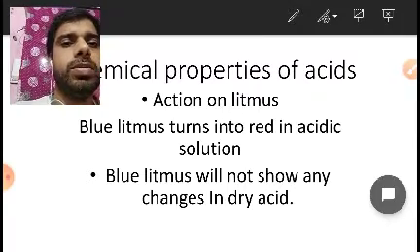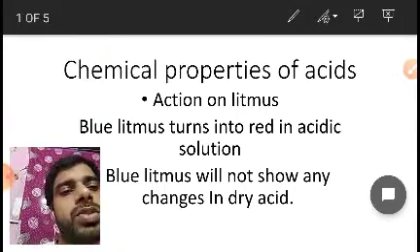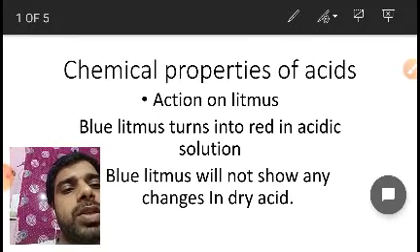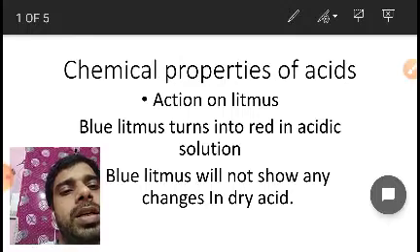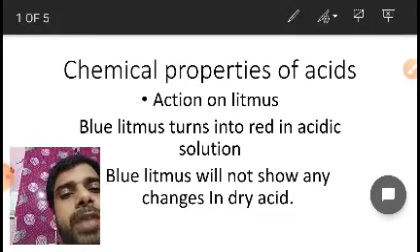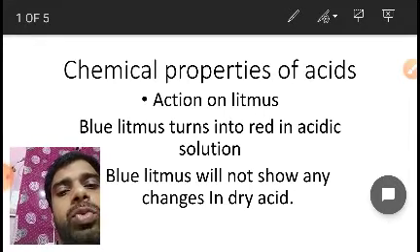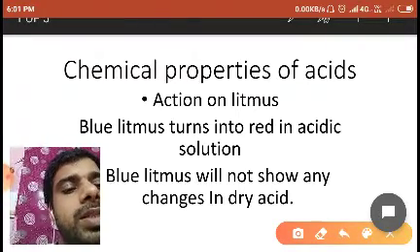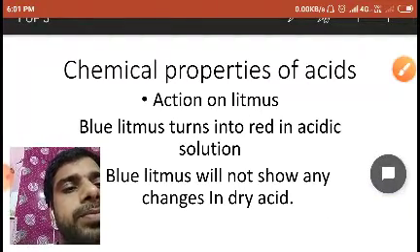So in this video, we will talk about the chemical properties of acids. And the first chemical property of acids is the action on litmus. As we all know, there are two types of litmus. First one is blue litmus and second one is red litmus.